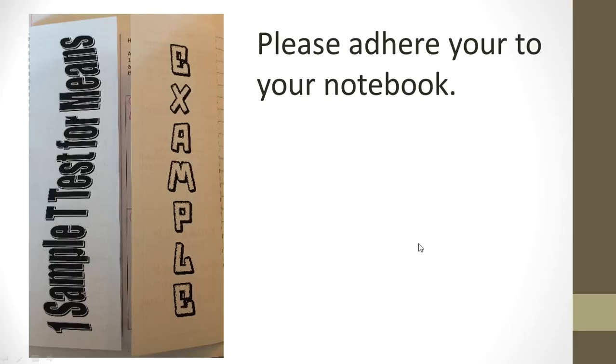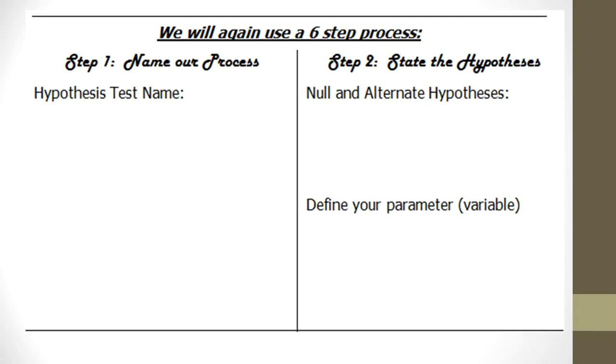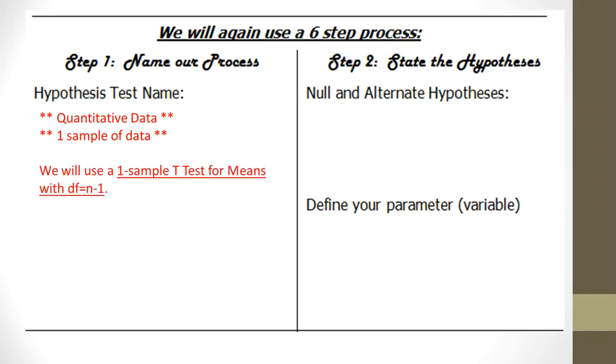With the one sample t-test for means, we're again going to follow that 6-step process. Step number 1 is to name our process. Here we're going to be working with quantitative data, and we're going to be working with one sample of data. So the name of our hypothesis test is a one sample t-test for means. We do have a degrees of freedom of n-1.